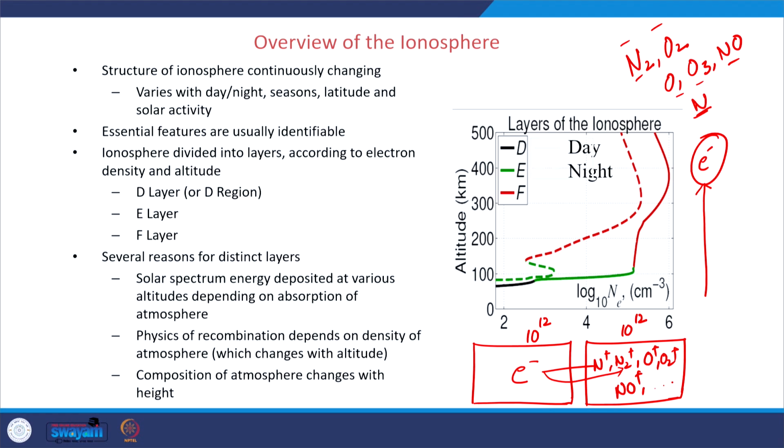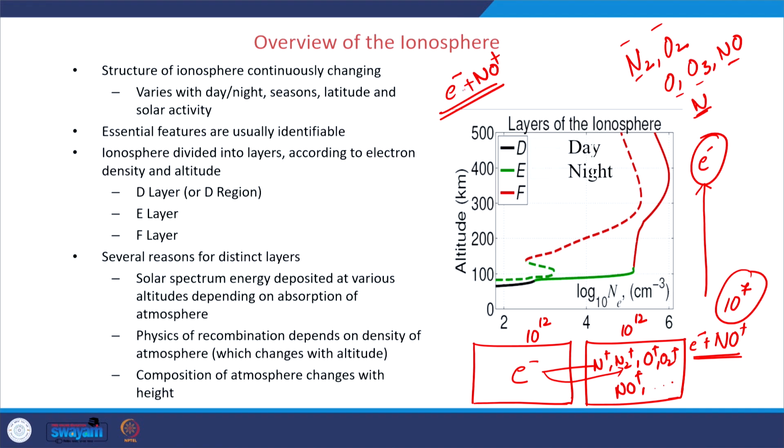What will happen? Whatever is fast, okay. So, let us say electron recombination with NO plus is very fast. What will happen then? Let us say there are 10 to the power of 7 NO plus species, and this reaction, electron plus NO plus, is very fast, which means it happens instantaneously.